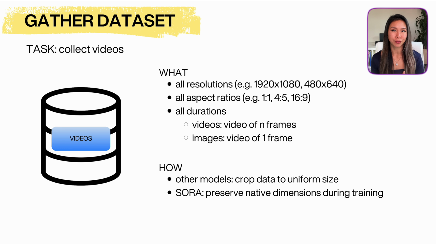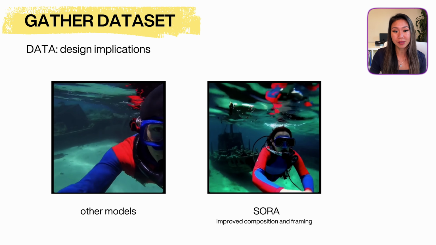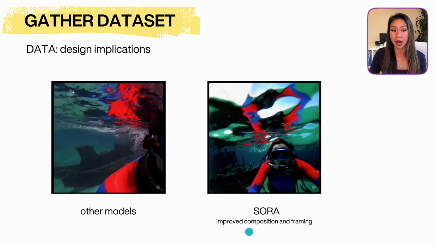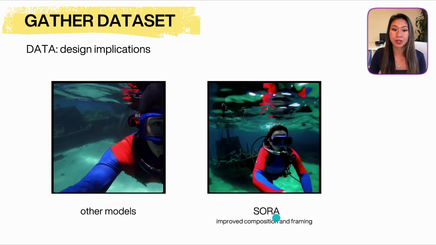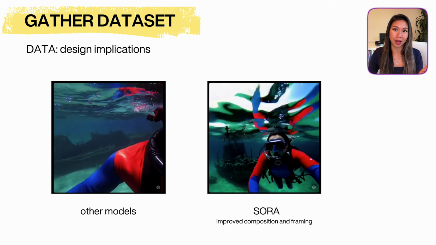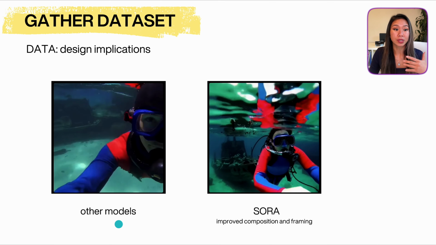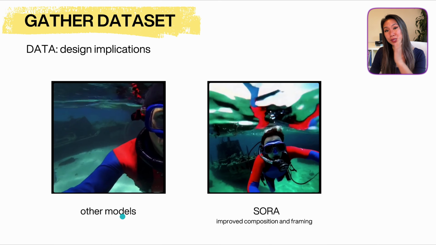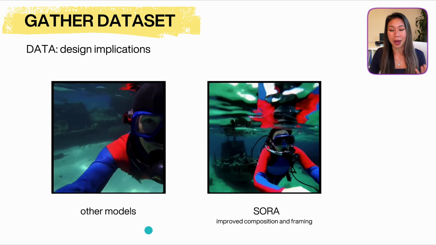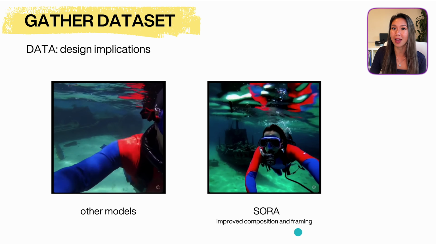And what's the impact of this? Well, by choosing to not crop the training data, the model produced videos that didn't appear cropped. So for the same prompt of a scuba diver fed to Sora and other models, Sora shows her whole face, arms, and legs swimming, like as if she had recorded it herself. Other models, however, you get a partial view of things. The model was fed cropped videos, and it produces cropped videos. In the wise words of someone, you are what you eat. So yeah, model design matters, and in this case, the results show improved composition and framing.